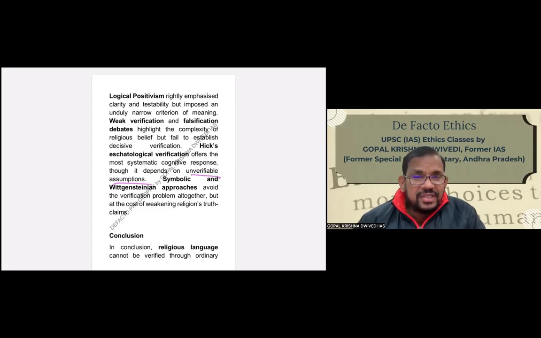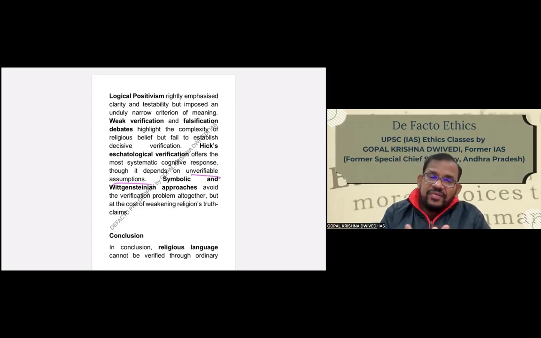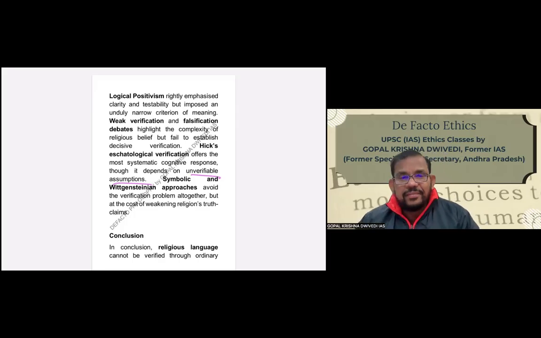Then the symbolic and Wittgensteinian approaches. This approach avoids the verification problem altogether. They are not answering that. But what they are saying is that it is useful, it is a definite language game, which weakens religious truth claims themselves.